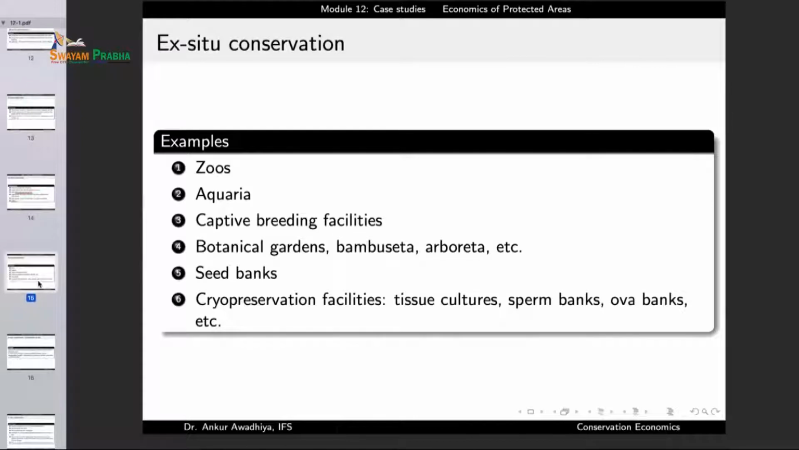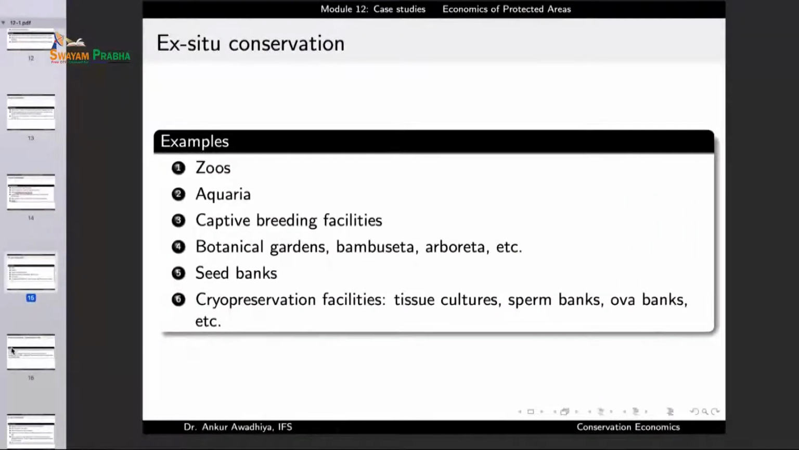Examples of ex situ conservation include zoos, aquaria, captive breeding facilities, botanical gardens, bamboo seta, arboreta, seed banks, cryopreservation facilities such as tissue culture, sperm banks, ova banks, and so on. So, in all of these, what we are doing is that we are taking the organism or its body parts away from the natural setting and keeping them in a very scientifically managed facility, providing a very intensive intervention with the hope that probably someday in the future we will be able to release them back into the environment once the numbers have gone up. So, this is ex situ conservation.